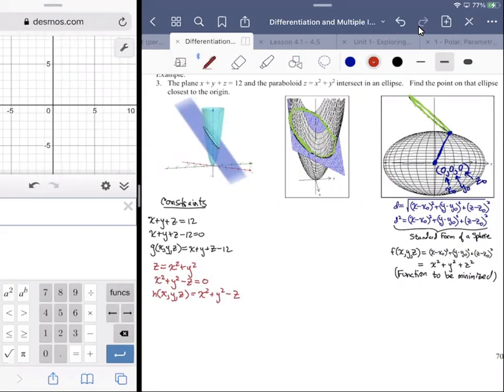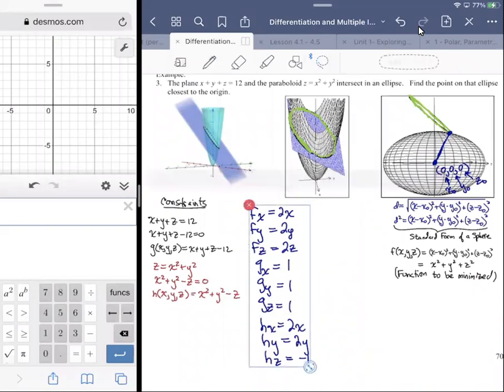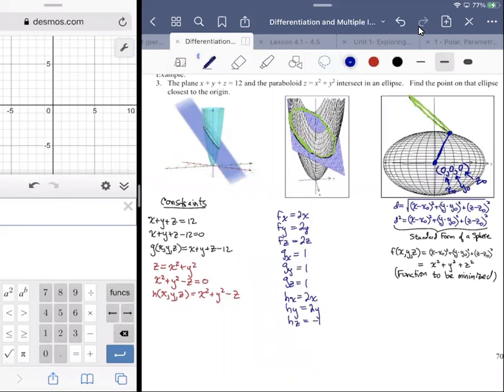So we're going to have f sub x, f sub y, f sub z. F sub x is 2x, f sub y is 2y, f sub z is 2z. g sub x is 1, g sub y is also 1, g sub z, you guessed it, 1. And then h sub x is 2x, h sub y is 2y, h sub z is negative 1. So those are all my partials. I'm partial to my partials. Just kind of jot it down here. These are partials.